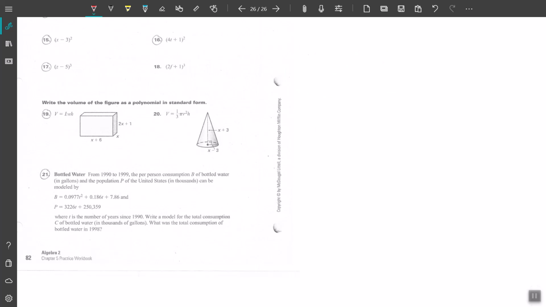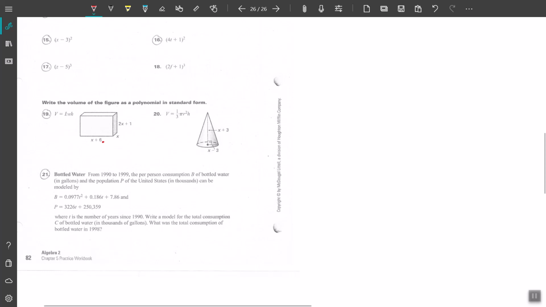In 19, we're going to use the formula for the volume of a rectangular prism to figure out the volume of this polynomial. So we're not actually going to be getting a whole number for this. We're just getting a polynomial that we're going to write in standard form so that we could figure out the volume of this figure if we had a value for x for it.